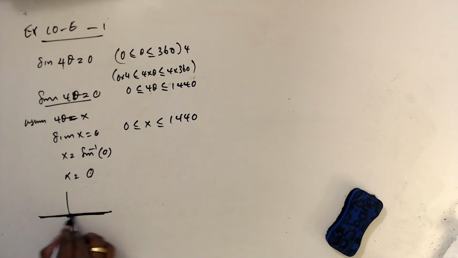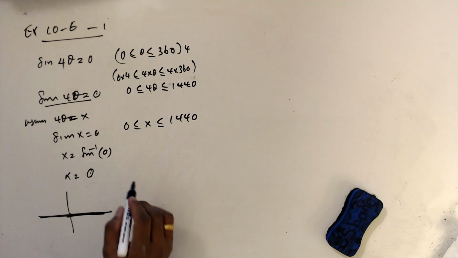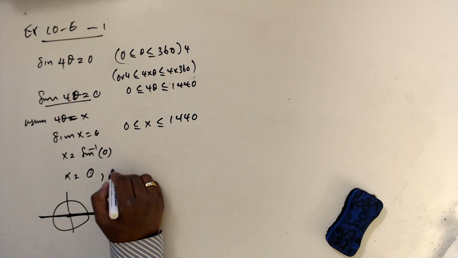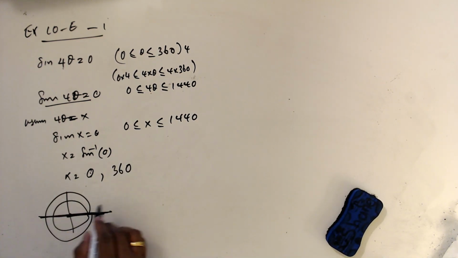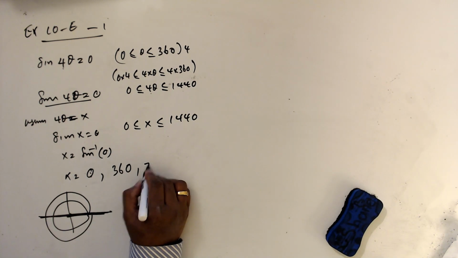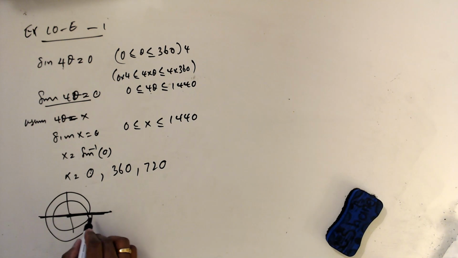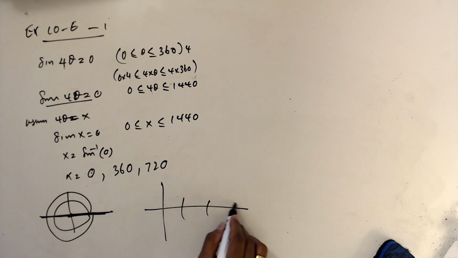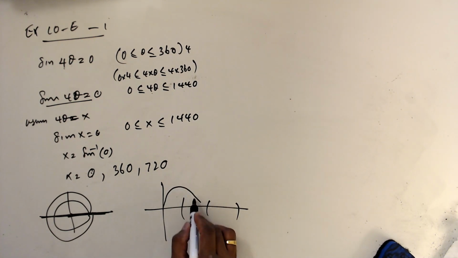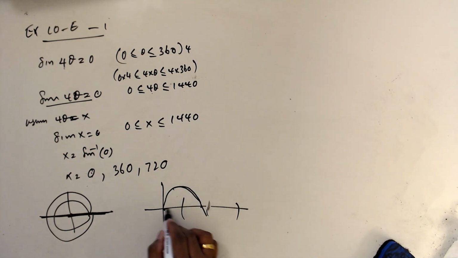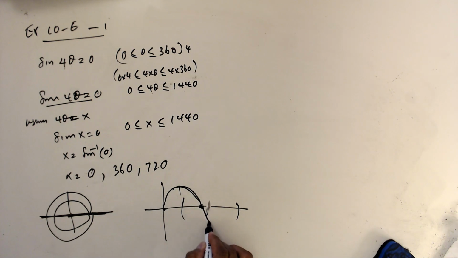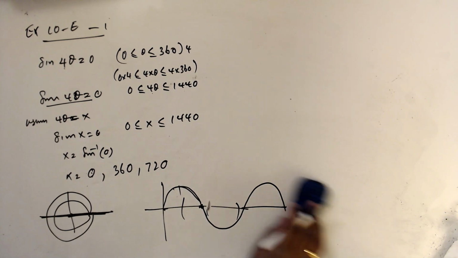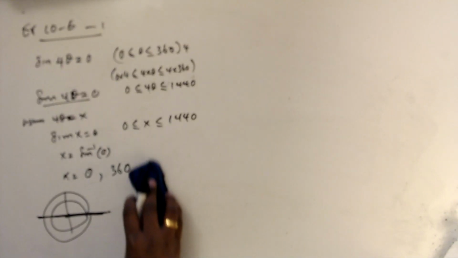Now we know that x equals 0 is on the axis. Then the other one, starting from 0, the other one is 360. Then one more round, 720. And actually the sine graph goes 0, 90, 180, then 360, then 540. So you can add 180 plus 180, 360.